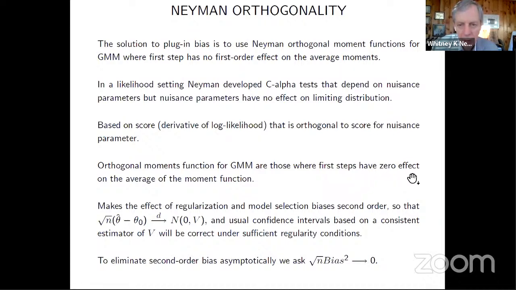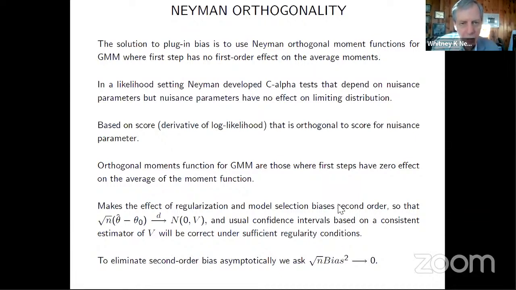This gets rid of a first order effect. They have zero effect to first order on the average of the moment function. And what it does, it makes the effect of regularization and model selection bias second order. And as a result, you can get the usual root n, theta hat minus theta naught, asymptotic normal result for the parameter of interest. So theta hat is going to denote our estimator, theta naught the parameter of interest, and you get the usual result. Even though you have this big bias in machine learners, you've taken it out to first order. And as a result, the usual confidence intervals based on a consistent estimator of V will be correct. So that's going to be the idea.